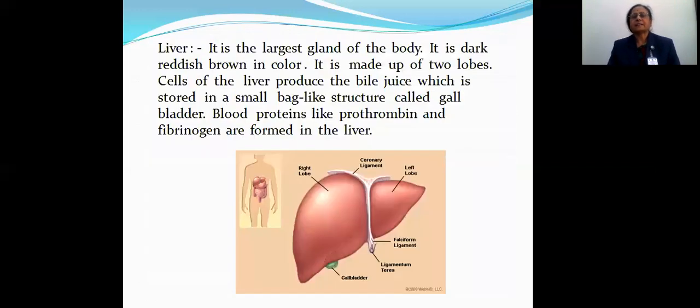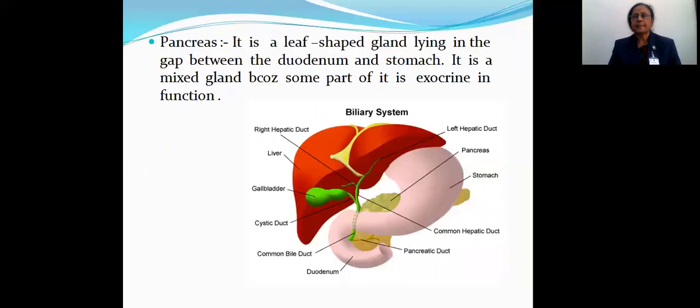Then the second gland is known as the liver. The liver is the largest gland in our body. It is dark reddish brown in color. It is made up of two lobes. There are a number of functions performed by the liver. The liver is the main organ which secretes different substances which also perform different functions, such as secretion of bile. Secretion of bile is the main function.